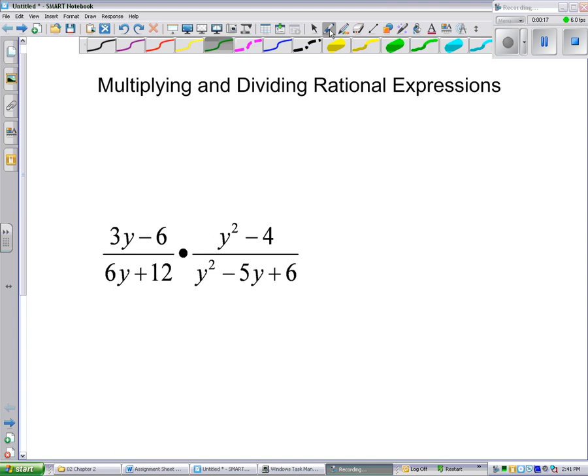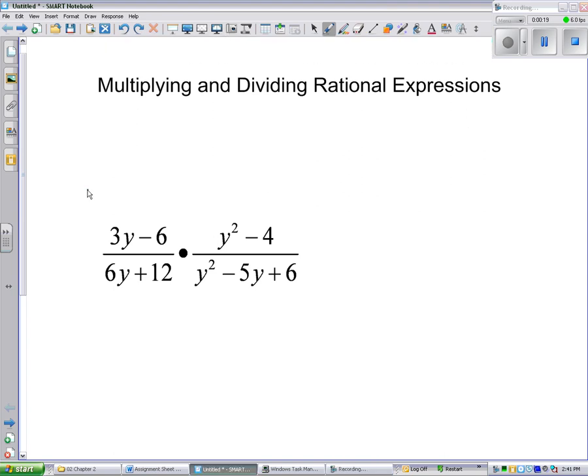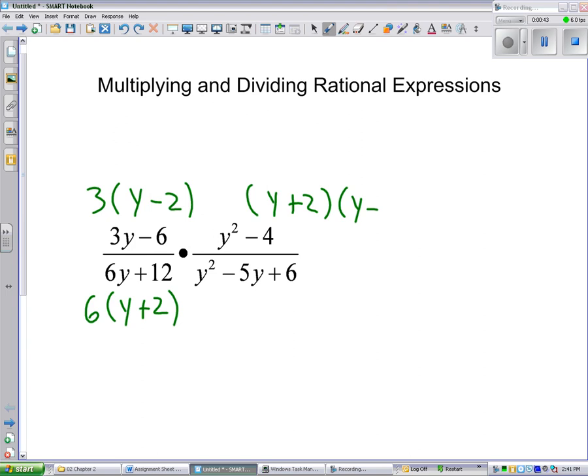So we start with 3y minus 6, and that can be factored into 3 times y minus 2. 6y plus 12 can be factored into 6 times y plus 2. Now y squared minus 4 is a difference of two perfect squares, so that factors into y plus 2 and y minus 2. And finally, y squared minus 5y plus 6 can be factored into y minus 3 and y minus 2.